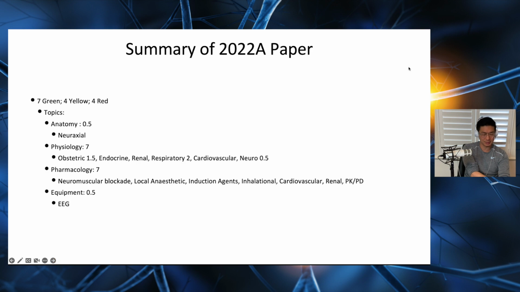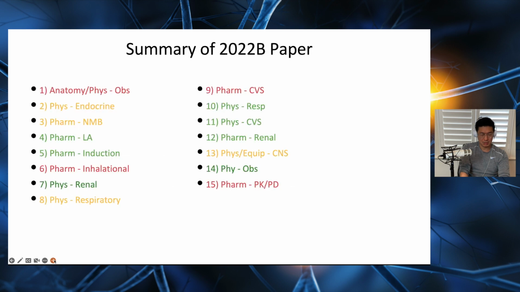Live, you want to go through it? Yeah, so it looks like we had 7 green, which is really incredibly reassuring, 4 yellow, 4 red. The topics were anatomy and physiology had 7, so projection 1.5, endorenal, respiratory 2, cardiovascular, neuro 0.5, pharmacology had 7, and equipment, half of this question, so EEG. And here's a quick summary with the color codings as well. So there we go with the 4 reds, the 7 greens, and the 4 yellows as well.